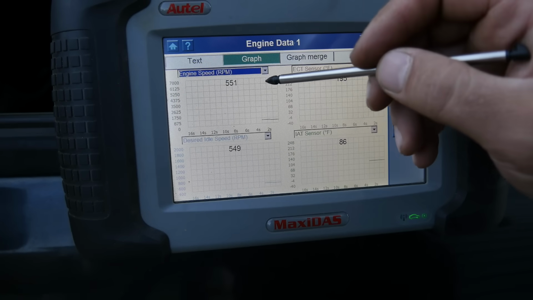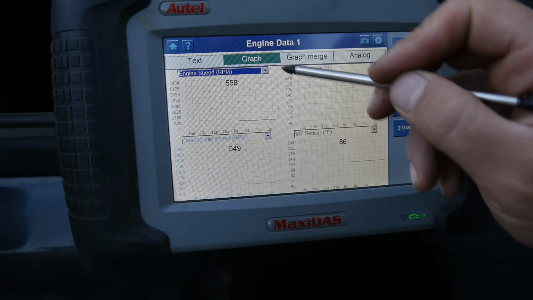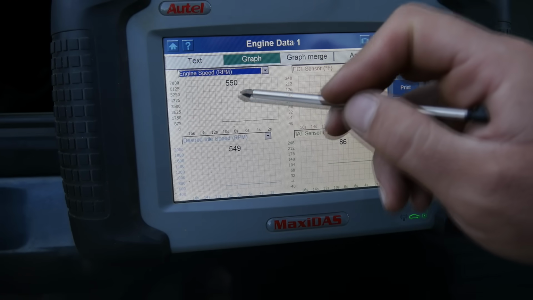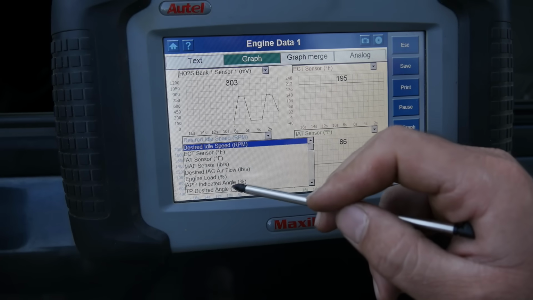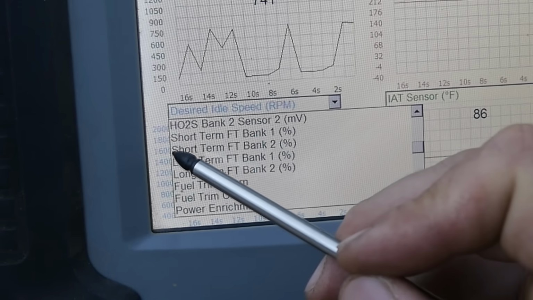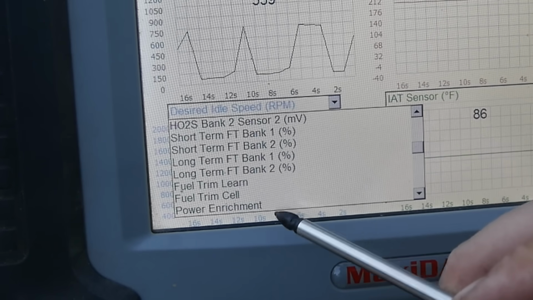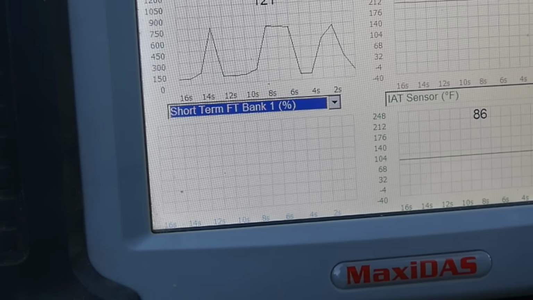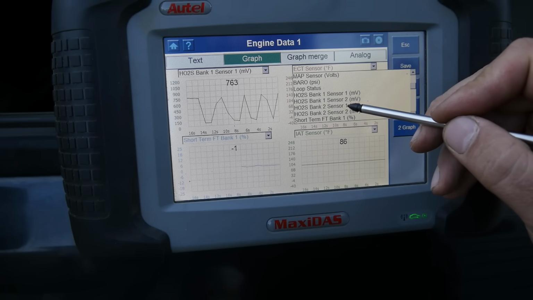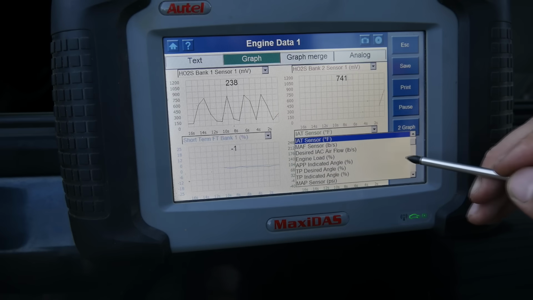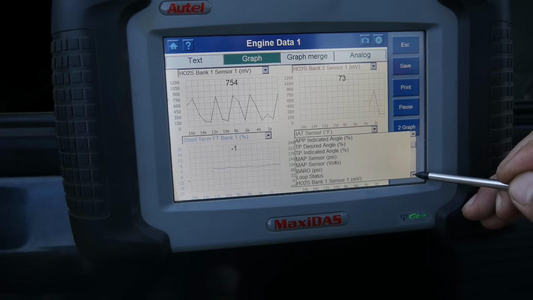All right, so let me show you this on a graph. So I got room for 4 graphs here. We put bank 1 sensor 1, oxygen sensor 1 here, and I'll put short-term fuel trims here. And you obviously have short and long-term fuel trims for each bank separately. And we'll put bank 2 sensor 1 up here and the corresponding short-term fuel trims.